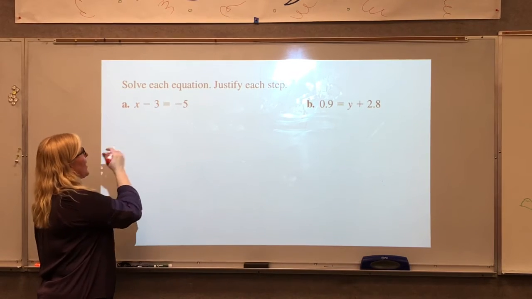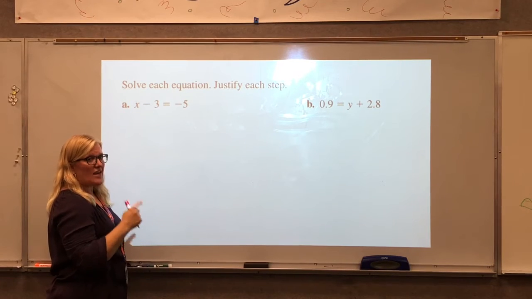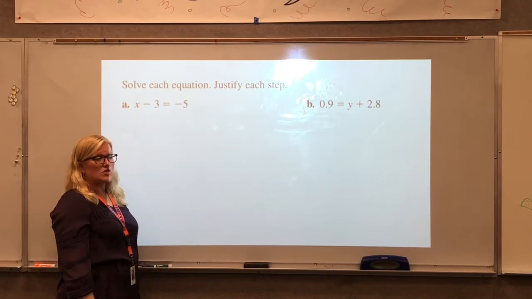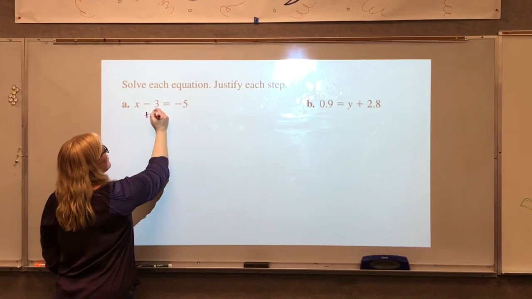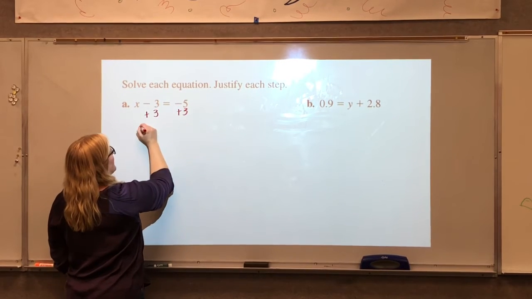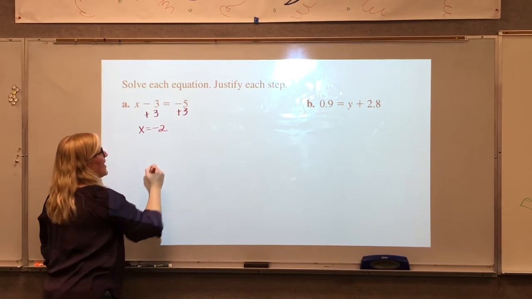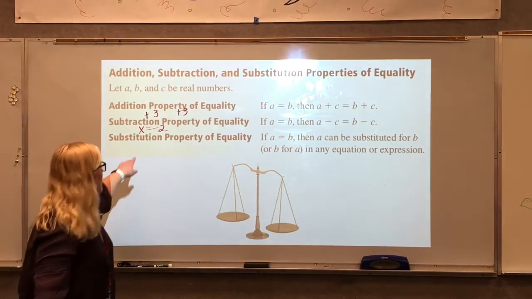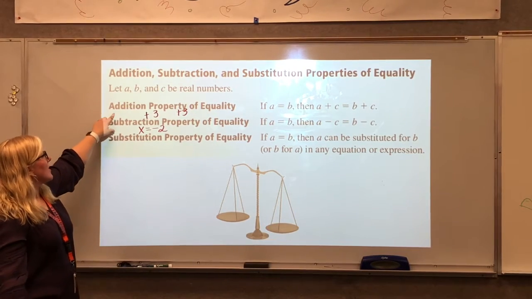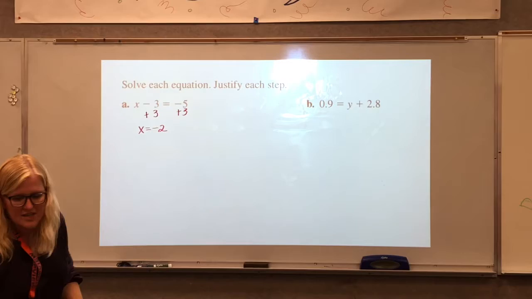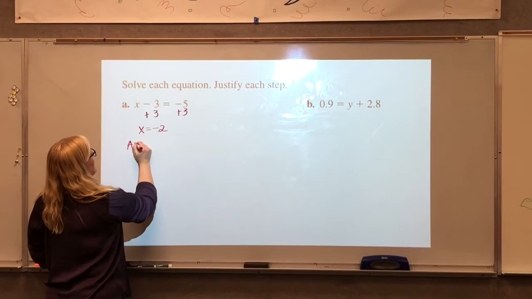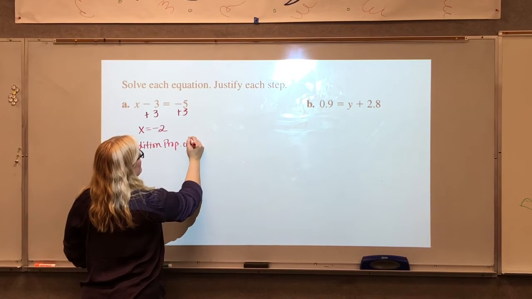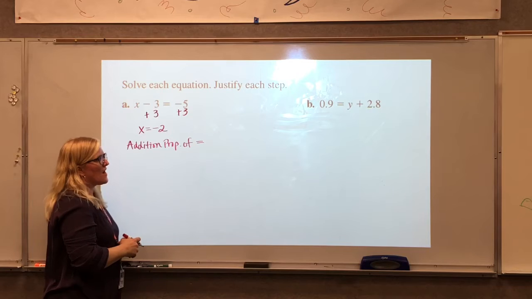All right, so right here, I'm trying to get x by itself, and in order to do that, I need to undo this negative 3. So it's being subtracted. So to undo it, I add 3 to both sides, and I get x equals negative 2. And I did this by using the addition property of equality. So that's what I would write down. This is the addition property of equality.